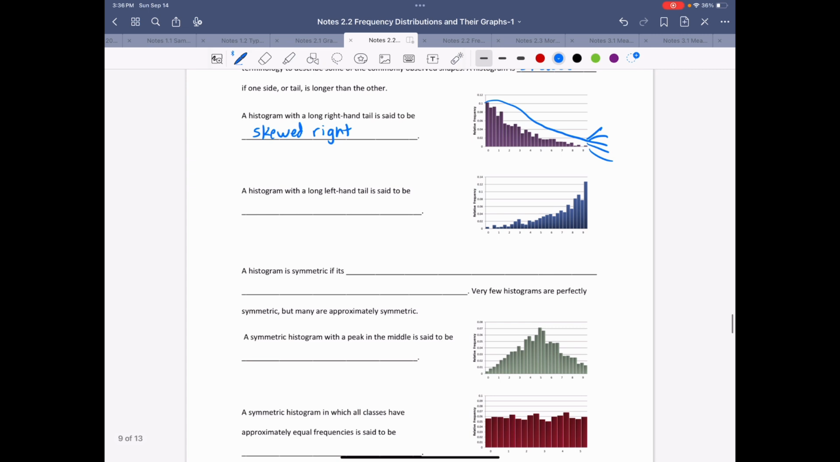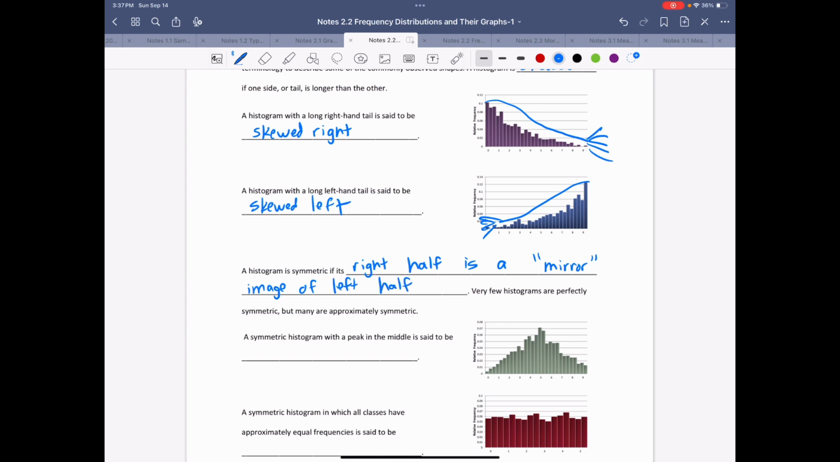A histogram with a long left tail is said to be skewed left. And if you look at this one, it's skewed to the left. The tail goes to the left, negatively skewed. A histogram is symmetric if its right half is a mirror, I'm going to put it in quotes, of the left half.